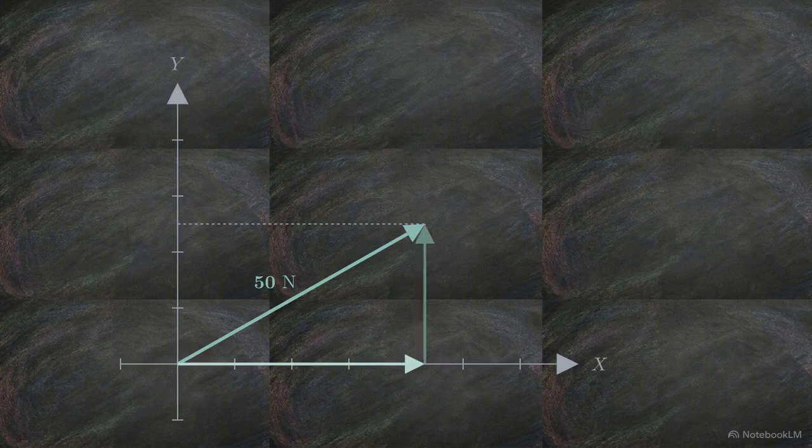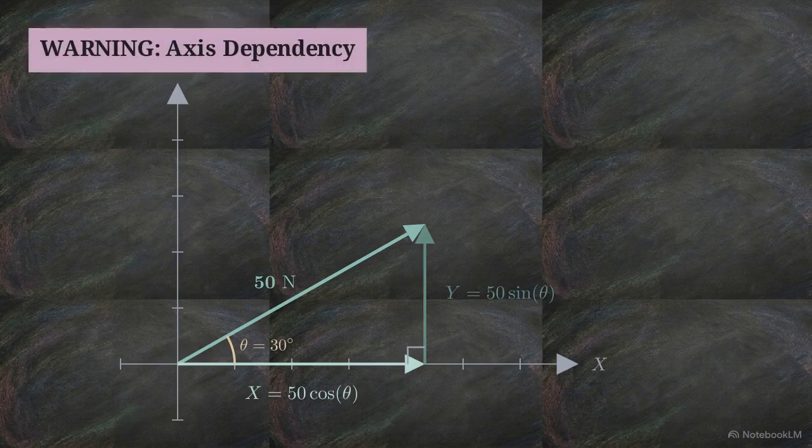The most reliable way to do this is to break every diagonal pull down into an isolated horizontal component and a vertical component. Using a basic right triangle, you multiply the force by the cosine of the angle to find the x value, and by the sine of the angle to find the y value. But there is a trap here. Standard sine and cosine equations only work seamlessly if you measure your angles starting directly from the positive x-axis.